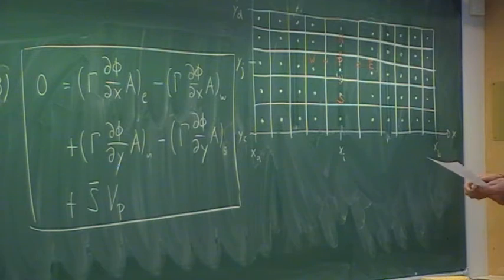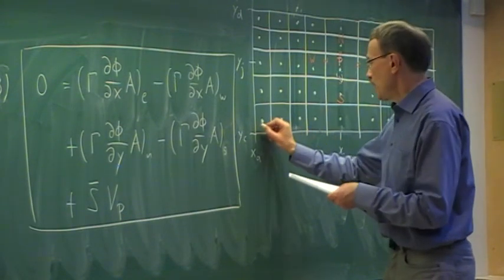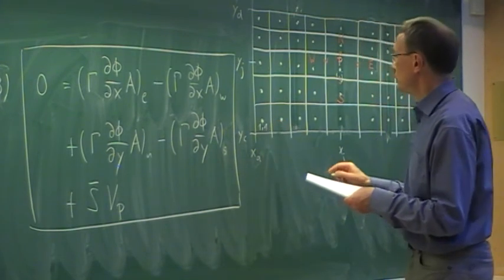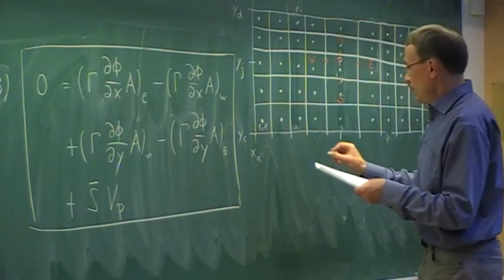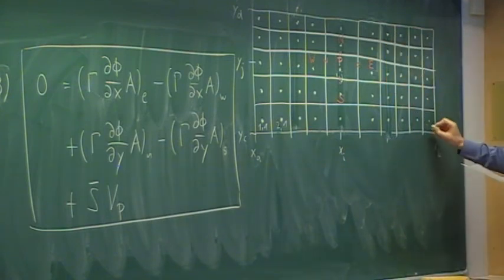Regarding the ordering, we can do it the following way, that we start here by 1, 1, and that would be 2, 1, and the last one would be ni, 1.